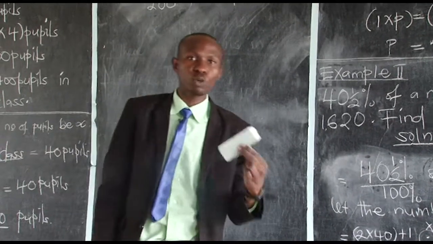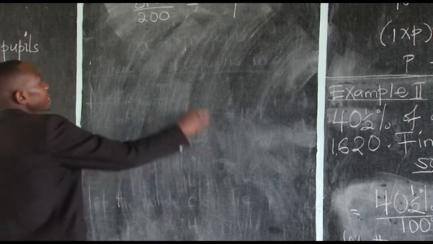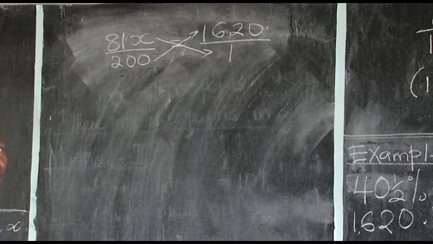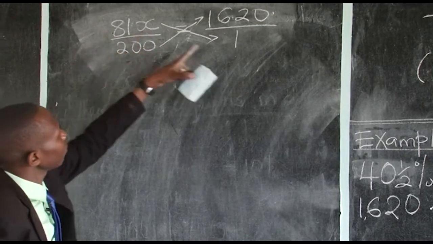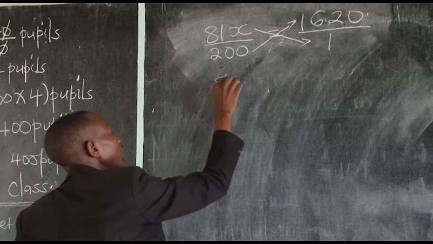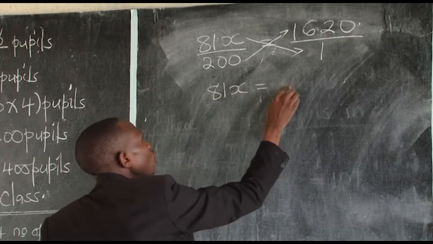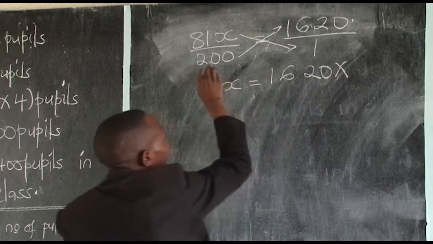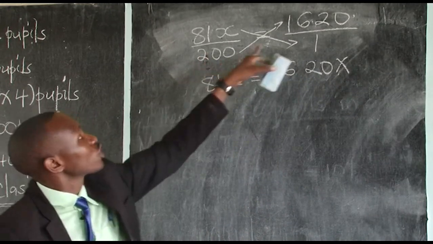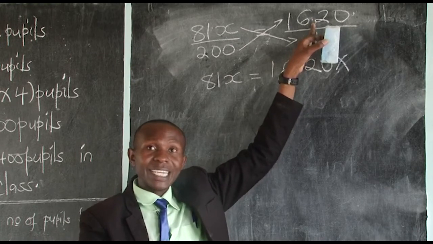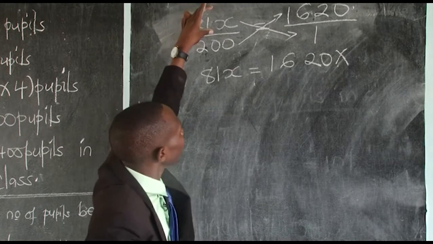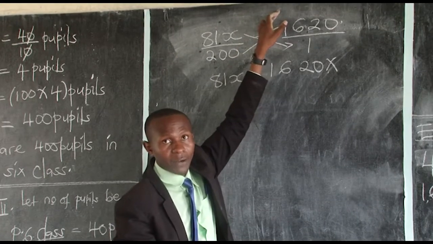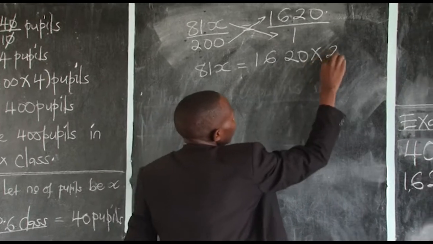Once you reach that step, what is the next step? The next step is now to cross multiply. I will say this 200 will be multiplied by this. Then 81 will also be multiplied by this. Whereby 81x times 1, it will give us 81x, which is equivalent to 1620 times 200. We said that we cross multiply. Cross multiplying simply means this numerator will be multiplied by this denominator, and this denominator will also be multiplied by this numerator. Okay? So from there, I will say times 200.